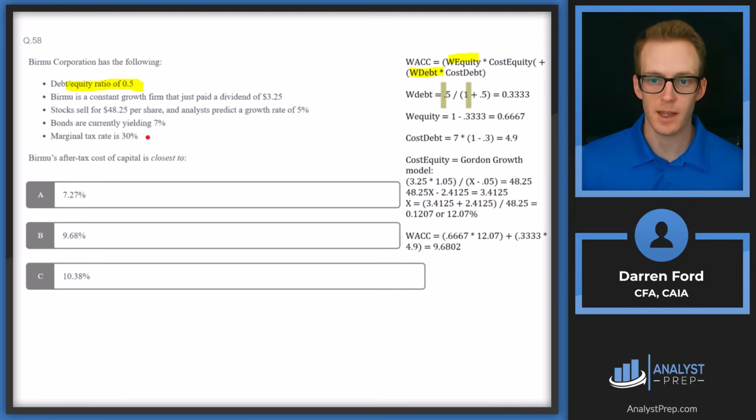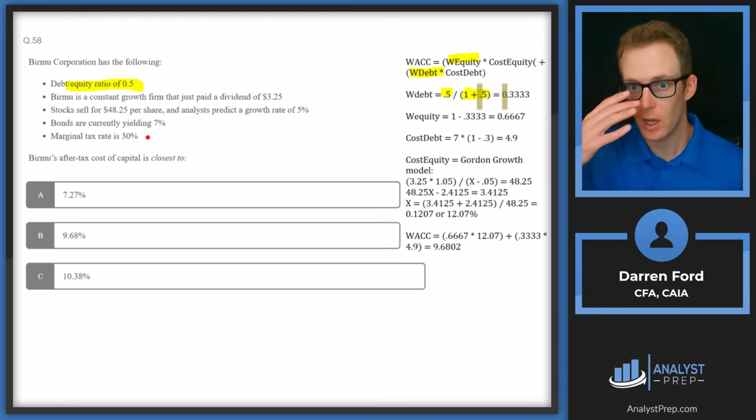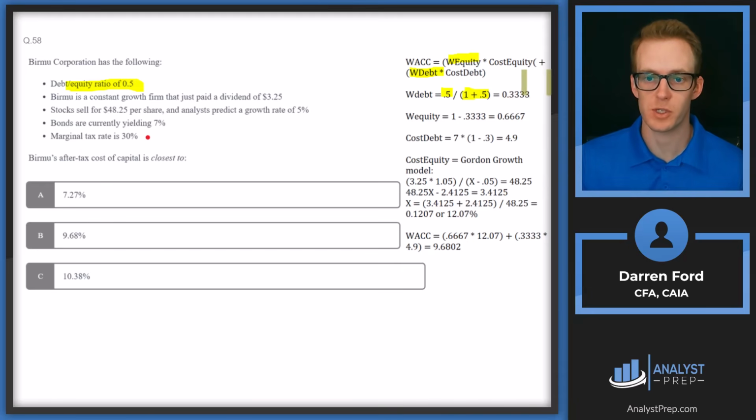So the weight of our debt, what our debt to equity ratio is telling us is we have 0.5 debt for $1 of equity. So if we have $50 of debt, that means we have $100 of equity. So our weight of debt is going to be that $50 divided by the $100 plus $50, since this is the overall capital, the 100 plus the 50. So our weight of debt is 33% and our weight of equity is about 67%.